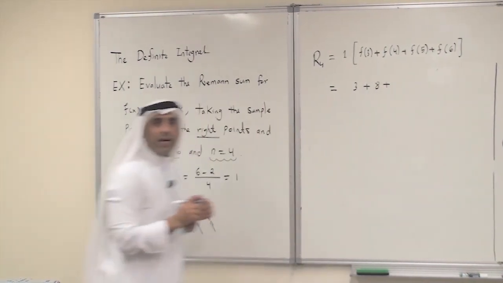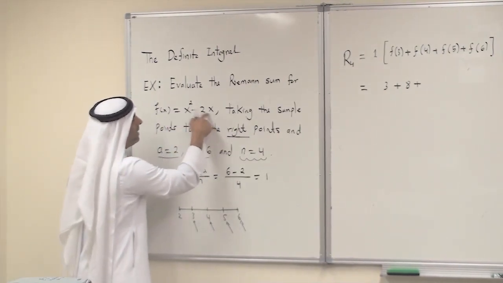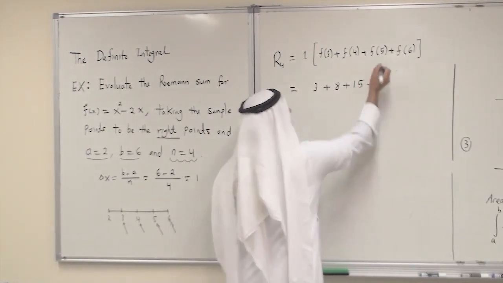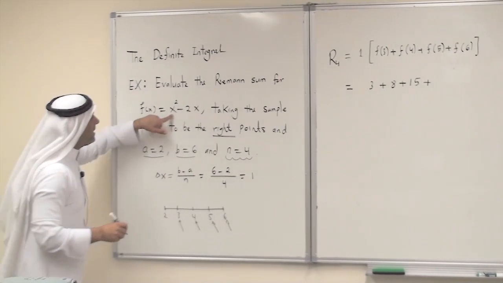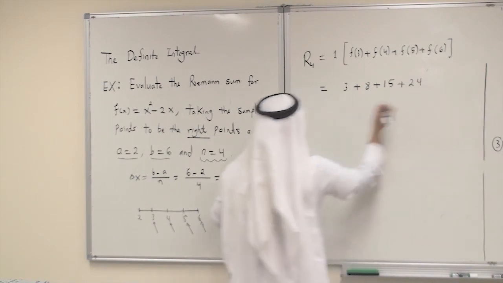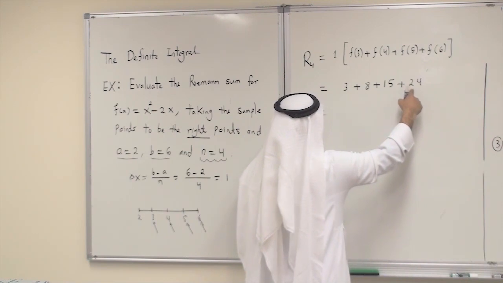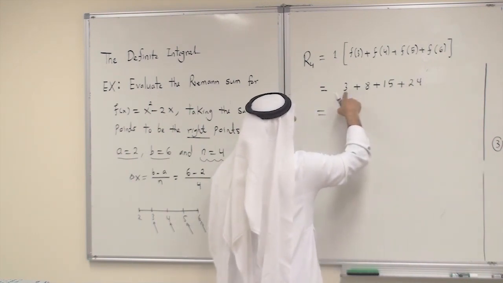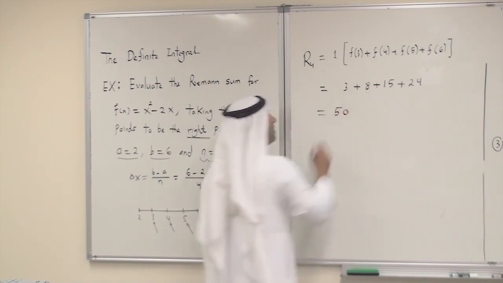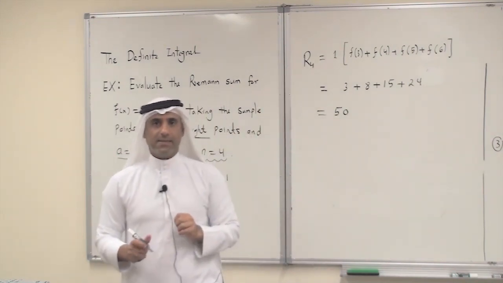Next, I need to substitute x equal to 5. This will give me 25, and this will give me 10. 25 minus 10 is 15. Finally, I need to substitute 6. That will give me 36 minus 12, which is simply 24. Now you need to add these numbers. 15 plus 24 is 39, plus 3 is 42, plus 8 is equal to 50. So this number stands for the Riemann sum by taking only 4 subrectangles.